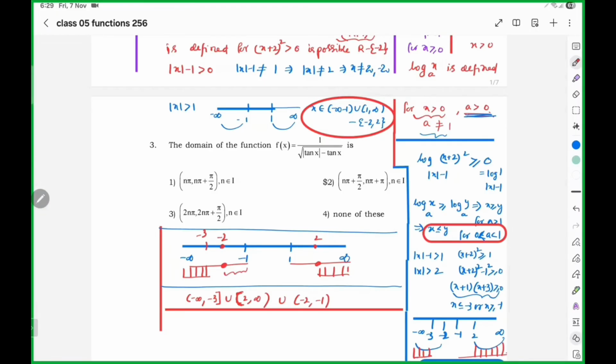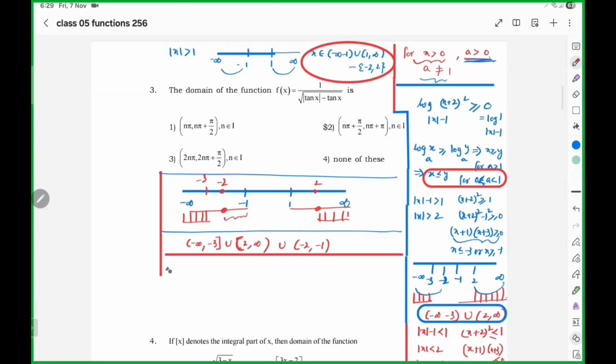And here, this function involves modulus and root functions. He's asking for the domain of the function 1 by root of mod tan x minus tan x. It is defined for mod tan x minus tan x greater than 0. Equal to 0 means 1 by root 0, which is not defined.